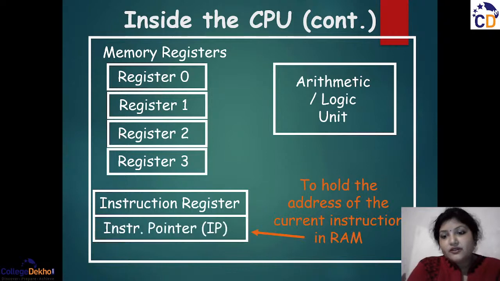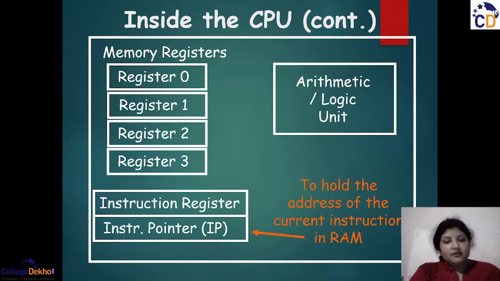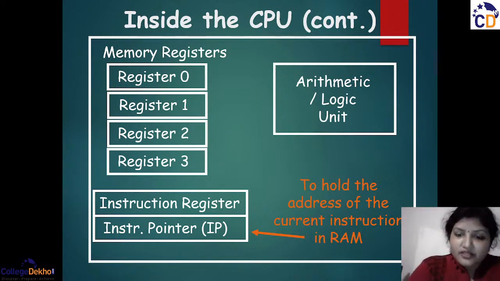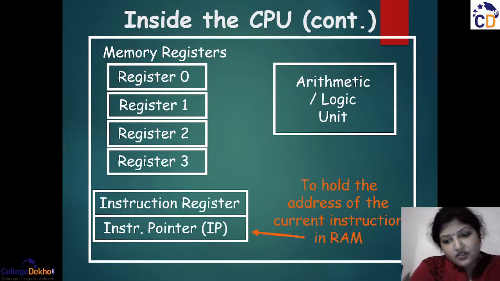The most important, there are two terms we have come across, that is instruction register, which is holding the current instruction. Now the instruction pointer, what do you mean by pointer? Pointer is holding some address, so it is holding the address of the next instruction to be executed, or you may say the address of the current instruction in RAM.